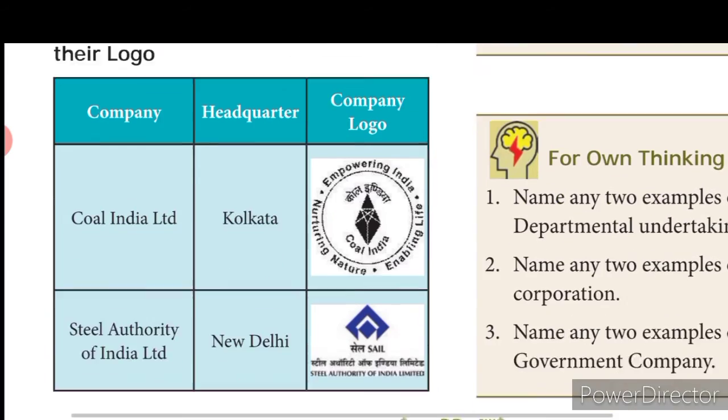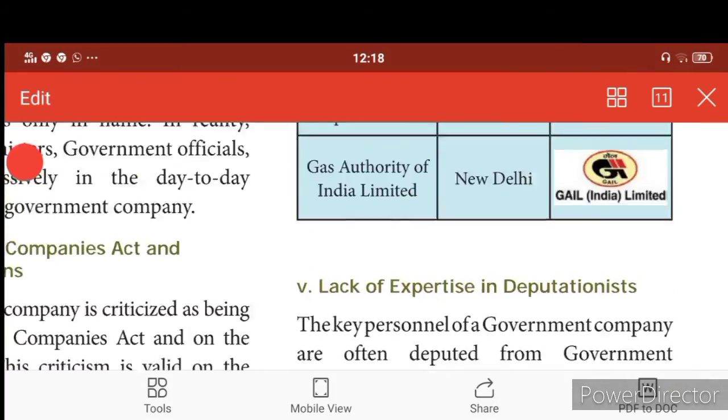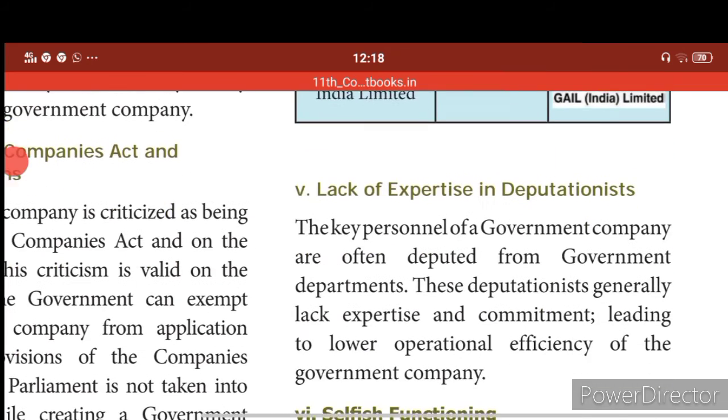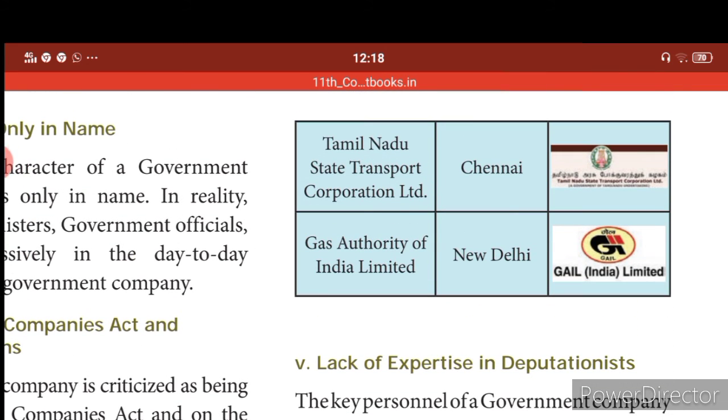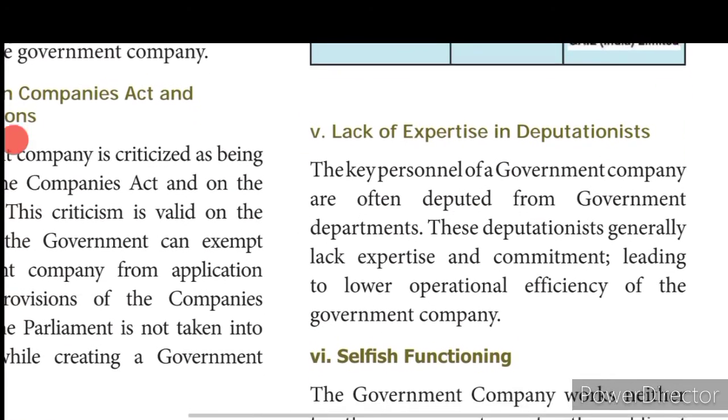List of government companies and their logos. That is Coal India Limited, Steel Authority of India Limited. These are the government companies only. Okay. The next one is, see, these are the examples: Tamil Nadu State Transport Corporation Limited, Gas Authority of India Limited. These all are government organizations only.